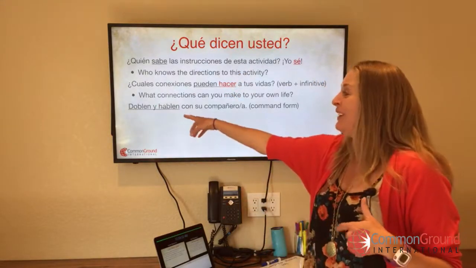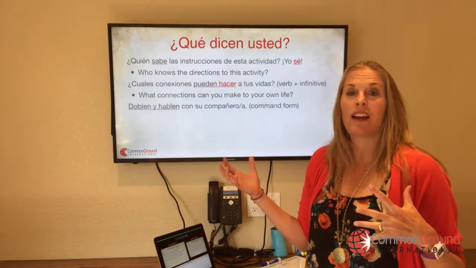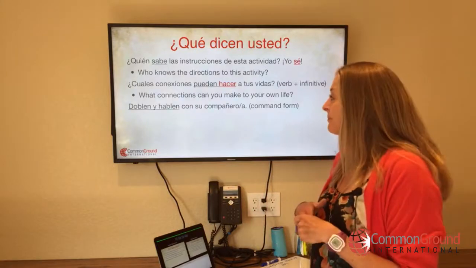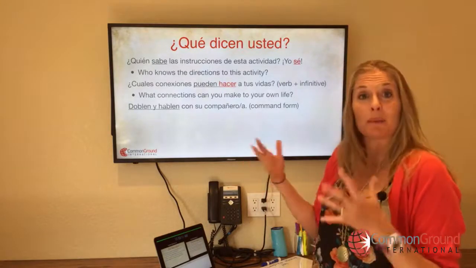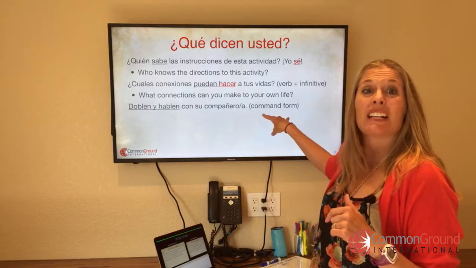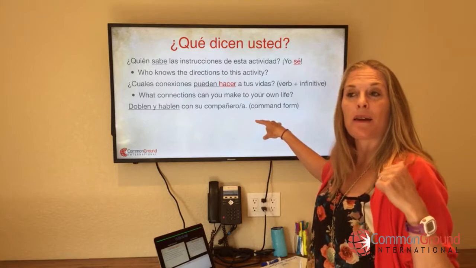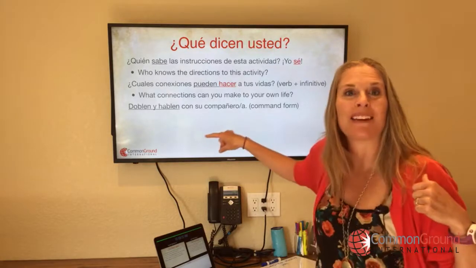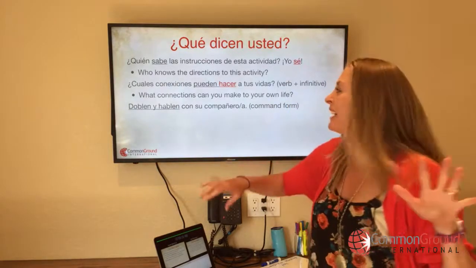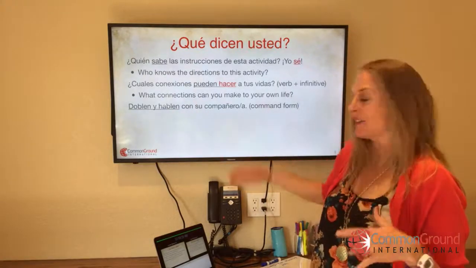So esto, one of our teachers said to turn to your partner and share. So, and speak with the partner, turn to your partner and share. So this is in the command form, and we saw the command form earlier on, many lessons ago when we talked about behavior, what students should do and not do. So you might need to review that. Pero doblen y hablen con su compañero.